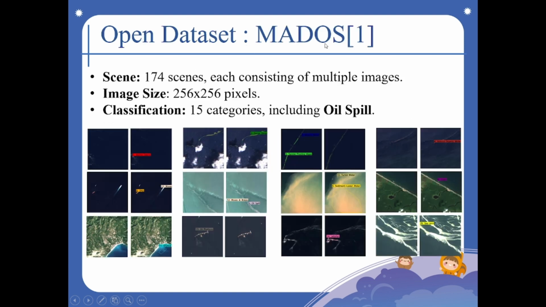Model's datasets consist of 174 scenes, where each scene contains multiple images. Furthermore, it covers 50 different categories, including oil spills. Here we can see the RGB imagery alongside their ground truth labels across various scenarios.